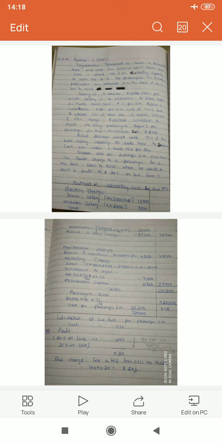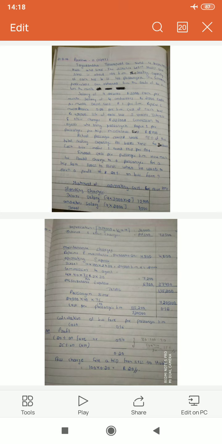Then you have been asked to ascertain or calculate cost per passenger kilometer and how much the operator should charge a passenger for a trip from Sirsi to Hubli when he wants to earn a profit of 20% on bus fare. This is the information given in the problem.